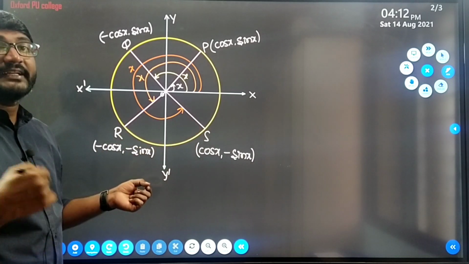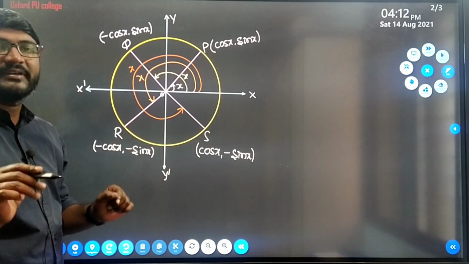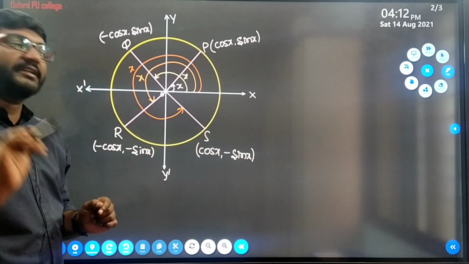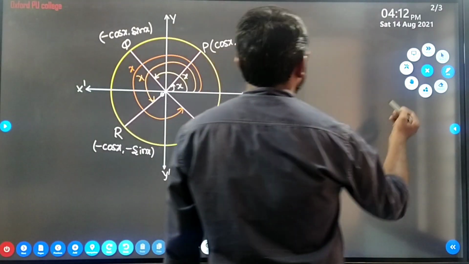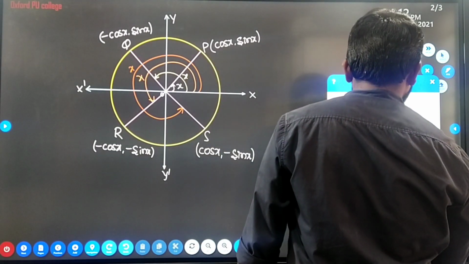Now we will have to analyze how exactly we are getting all the trigonometric ratios as positive in the first quadrant. See here, I'll name the quadrant there.